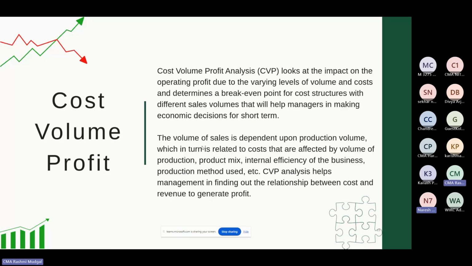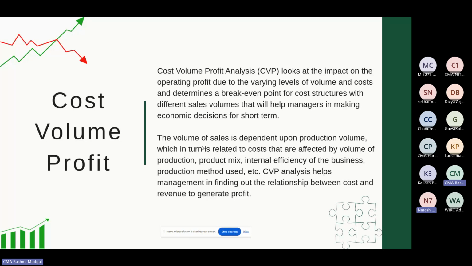So cost volume profit looks at the impact on the operating profit due to the varying levels of volume. If I am producing 400 products, what will be my profit? If I am producing 600 products, what will be my profit? If I'm making 800 products, what will be my profit? These different scenarios make a very good Excel as well as a very good presentation. What exactly is cost volume profit analysis?